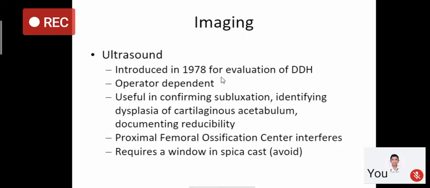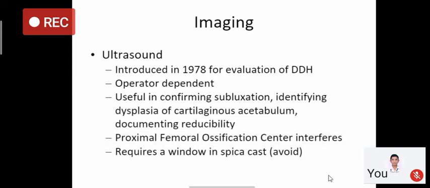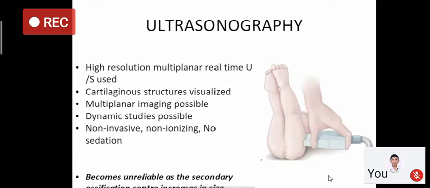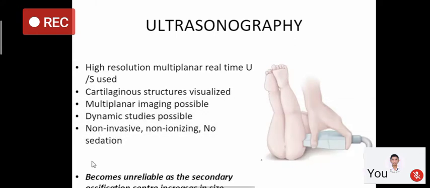Ultrasonography is operator dependent, useful, no radiation exposure, but the proximal femoral ossification center, if it appears, causes a problem. Cartilaginous structures are visualized well. Multiplanar imaging is possible. You can see imaging of the structure in all different planes, in the plane you want to know. It is non-invasive, no radiation, no sedation is needed, and becomes unreliable as the secondary ossification center increases in size.